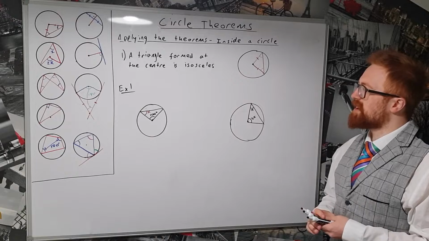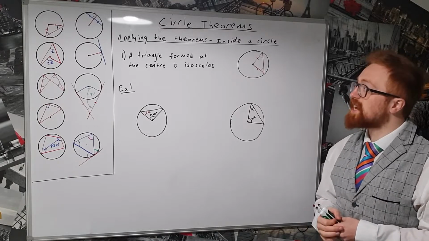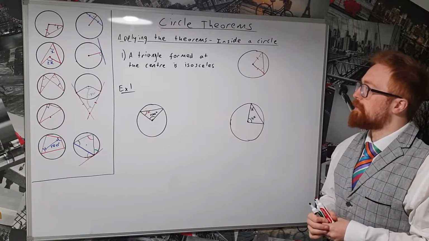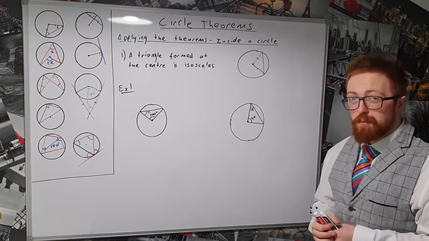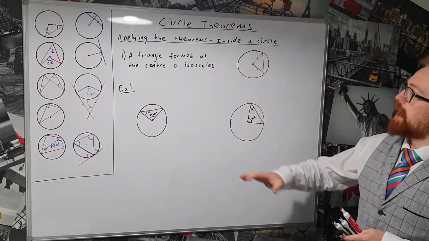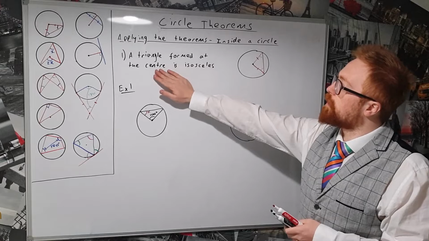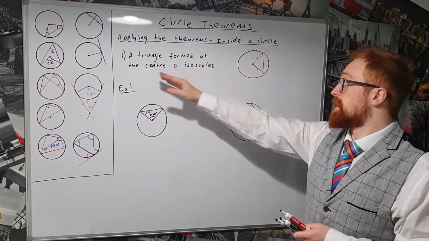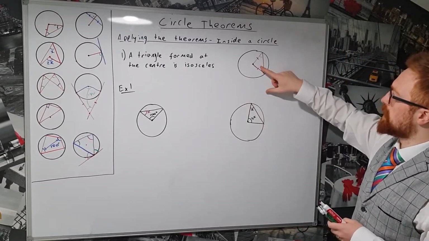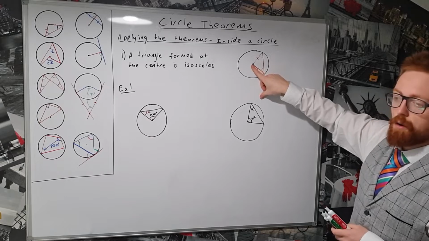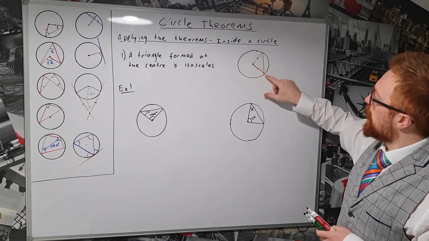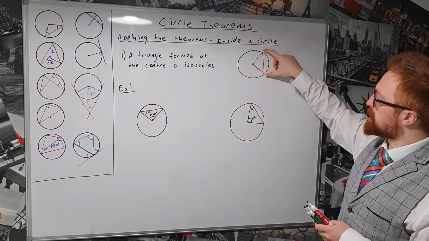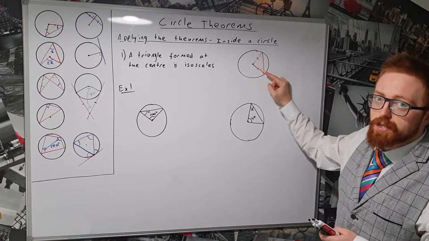So this first one often isn't given its own status as a circle theorem. It's more just a given fact, but I think it is important enough that I'm going to mention it. So the first one is a triangle formed at the centre is isosceles. What that means is that if you've got a triangle where one of the corners is the centre of the circle and the other 2 corners are on the circle itself, then it forms an isosceles triangle.